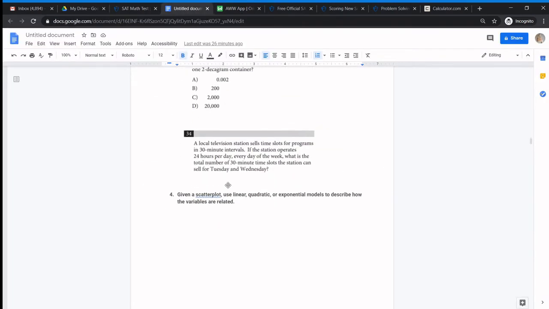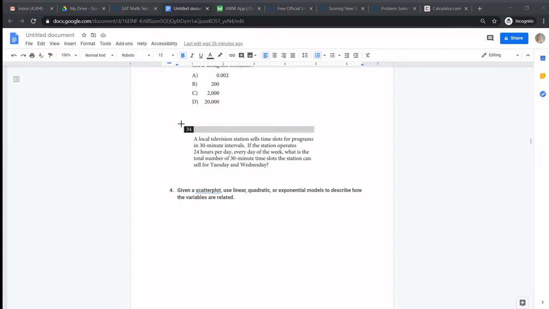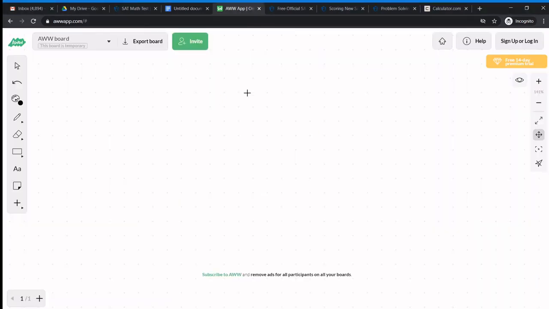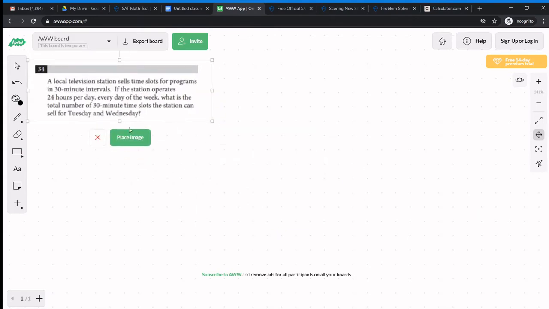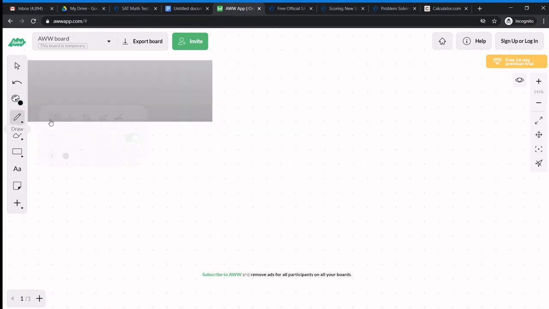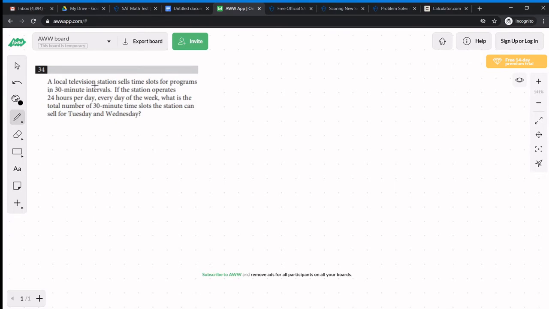And now we look at this one, a unit conversion problem that deals with time instead. Alright, so you have a local television station that sells time slots for programs in 30-minute intervals. 30 minutes. The station operates 24 hours a day, every day of the week. What is the total number of 30-minute time slots the station can sell for Tuesday and Wednesday? So it's 2 days. How many hours is that? That is 48 hours. 24 per each day.